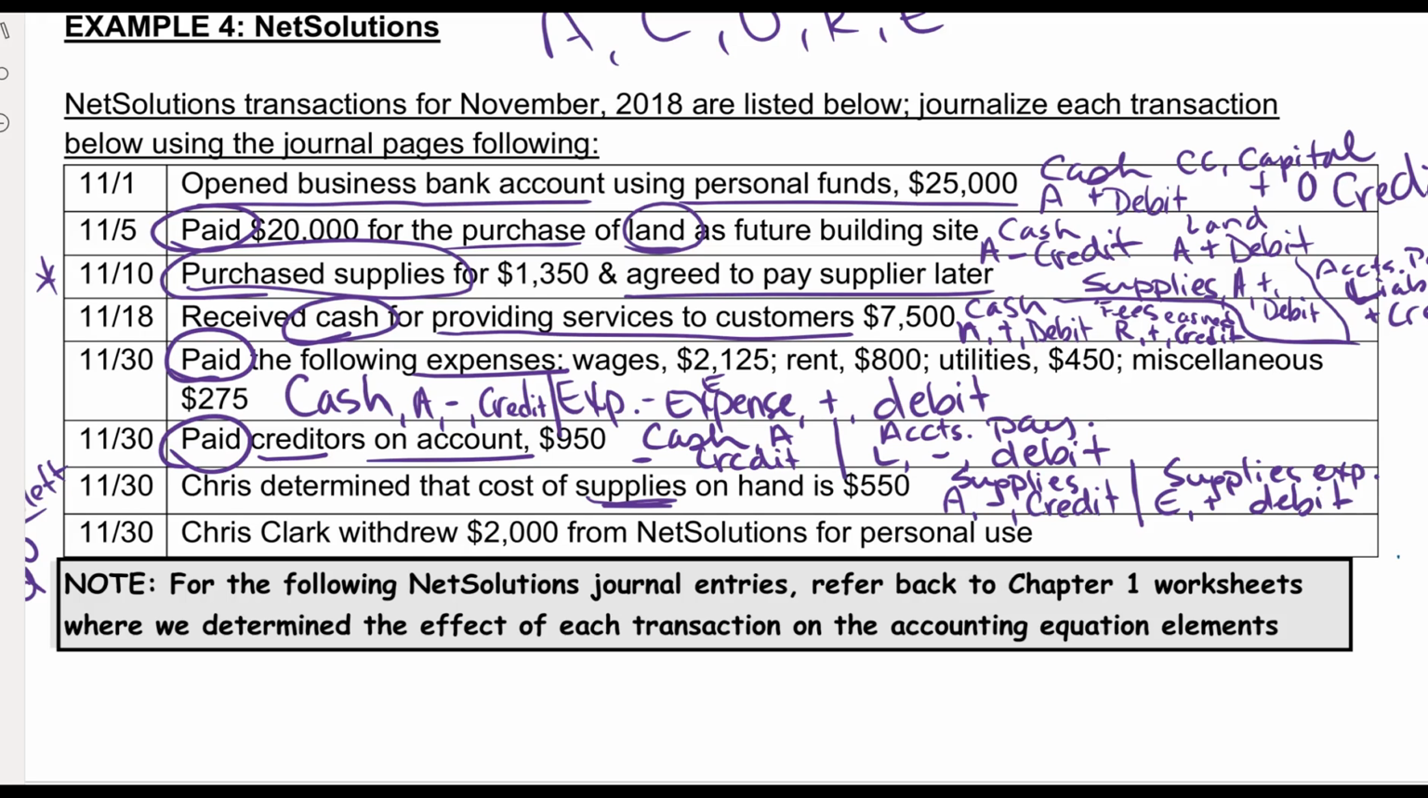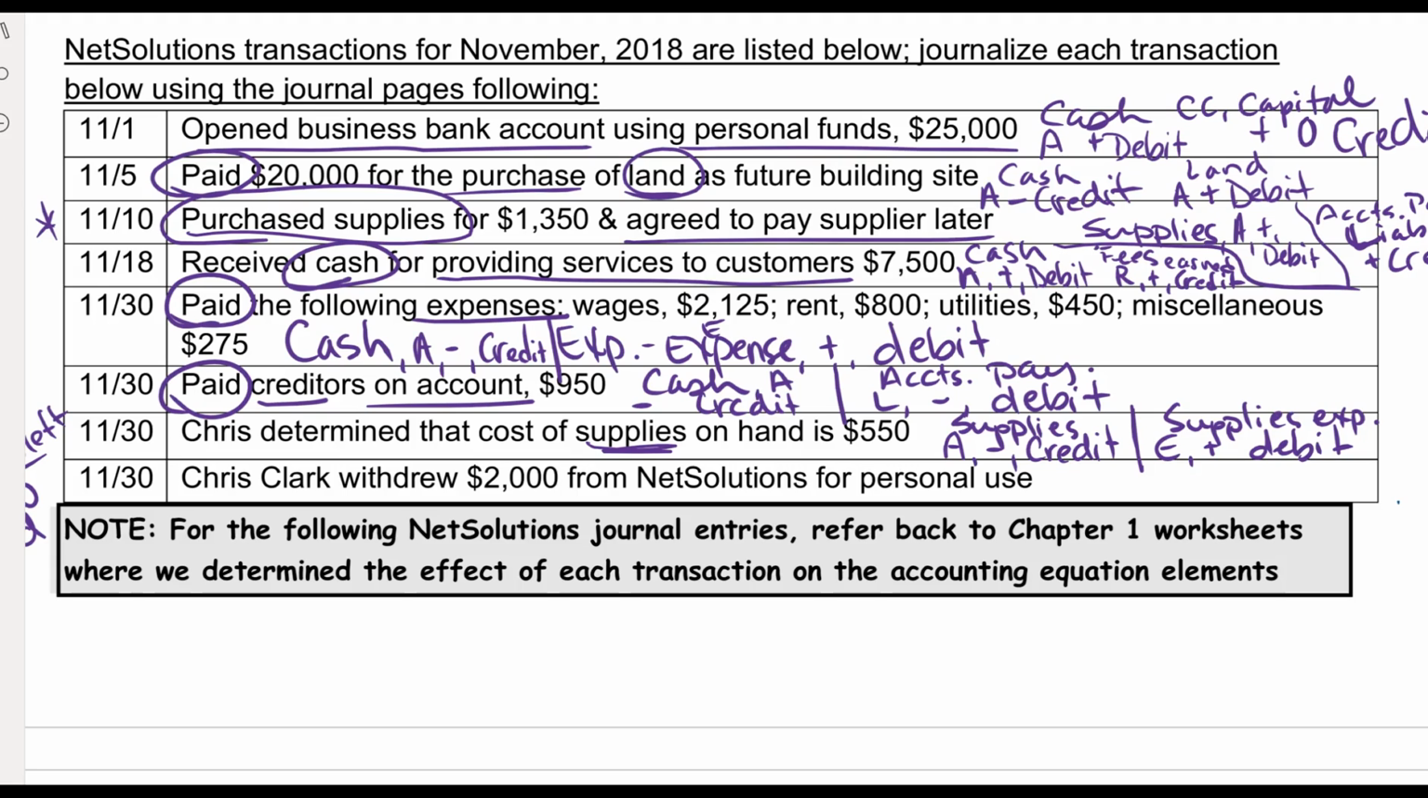The last one on here, Chris Clark withdrew $2,000 from Net Solutions for personal use. Well, we know we've got cash involved because he withdrew cash. This is the owner, and he's withdrawing money for personal use. So we know we've got cash. And the other account is going to be drawing. So we'll just say Chris Clark drawing. All right, cash is an asset. It's decreasing because we're paying him money. And so we'll decrease it with a credit. Drawing is a withdrawal account. We're increasing it. You increase drawing with a debit.